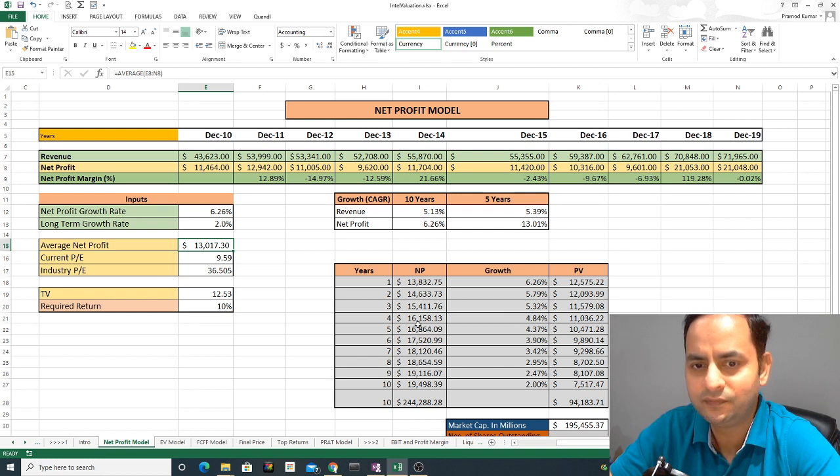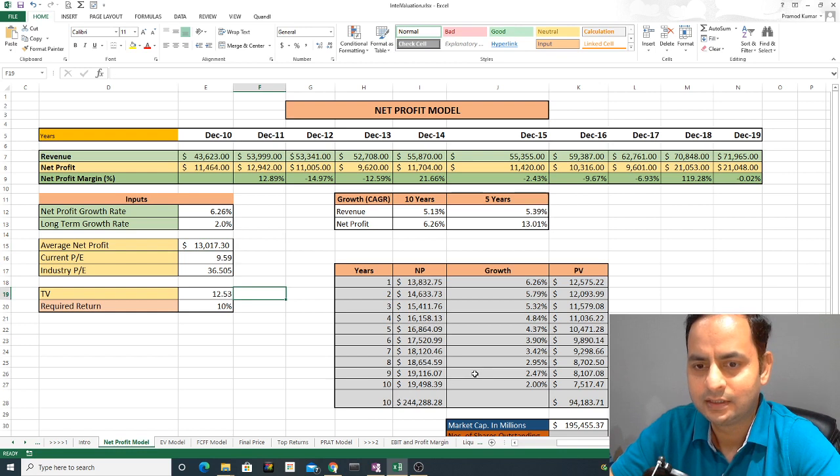Based on these growth rates, I got the net profit up to 10 years. For the terminal value, I have taken 12 times 0.53, which gives me $244 million.